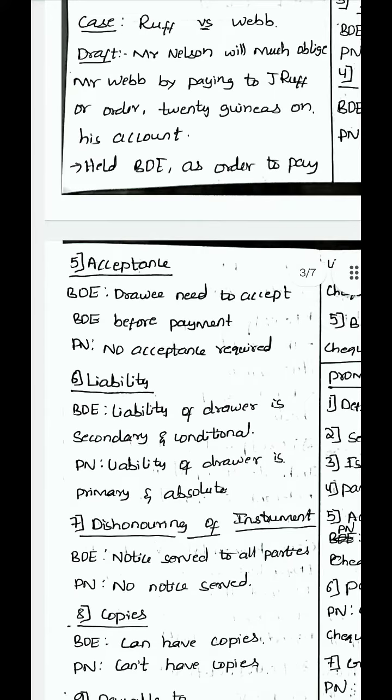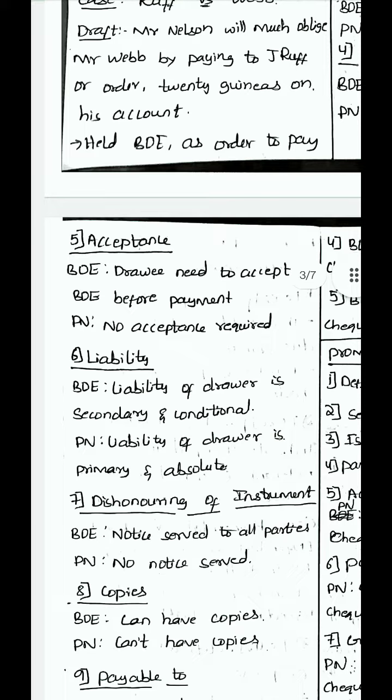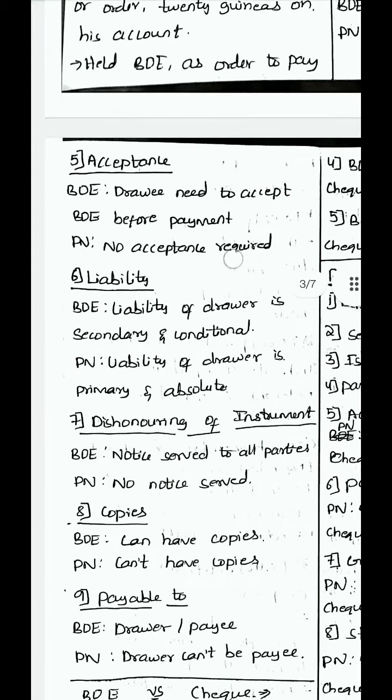The next difference is acceptance. In bill of exchange, the drawee needs to accept the bill of exchange. If it doesn't accept the bill of exchange, it will be dishonored. But in the promissory note, there is no need to accept a promissory note. There should be no acceptance required.